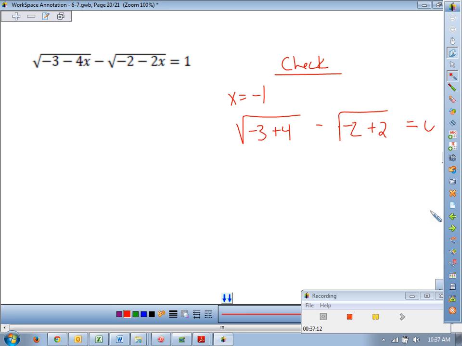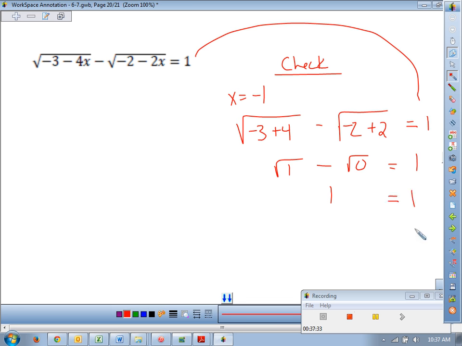You substitute -1 in to check it. You'll get -3 plus 4 right there, which is the square root of 1 minus square root of 0. 1 equals 1. My bad. Didn't set it up right. Equals 1. 1 equals 1. Right? So that checked. Yes? Right? The other one, put x equals -3 in there. Come on.